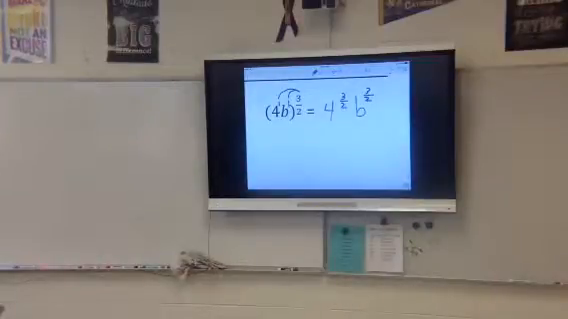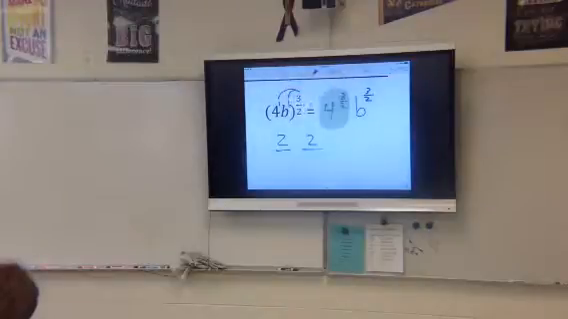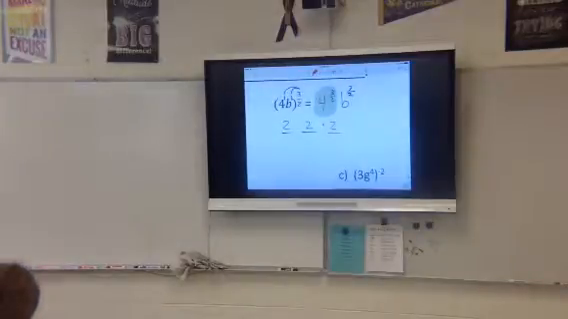Now, b to the 3 halves, we're good there, but 4 to the 3 halves, we know how to do this. That was on your worksheet. So how many parts do we need? 2 parts, right? And what times what's going to give us 4? 2 times 2. So now, how many parts are we actually going to use? 3. So we're going to put on one more 2, right? So what is 2 times 2 times 2? 8. So your final answer is going to be 8 b to the 3 halves.